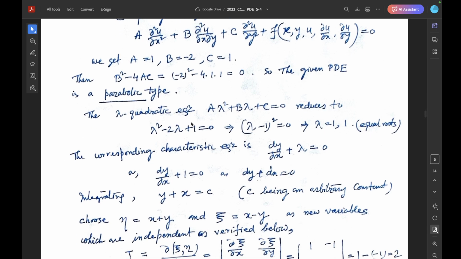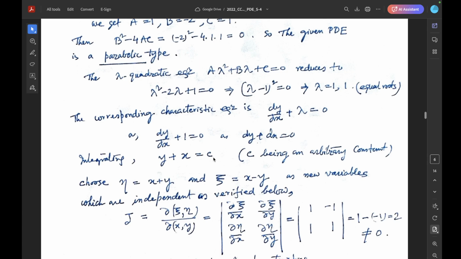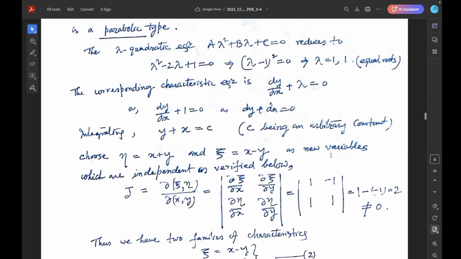Now the quadratic equation a lambda square plus b lambda plus c equal to 0 reduces to lambda square minus 2 lambda plus 1 equal to 0, with equal roots 1, 1. The corresponding characteristic equation is dy dx plus lambda equal to 0. So dy dx plus 1 equal to 0, that is, integrating we get y plus x equal to c, c being an arbitrary constant. Choose eta equal to x plus y.